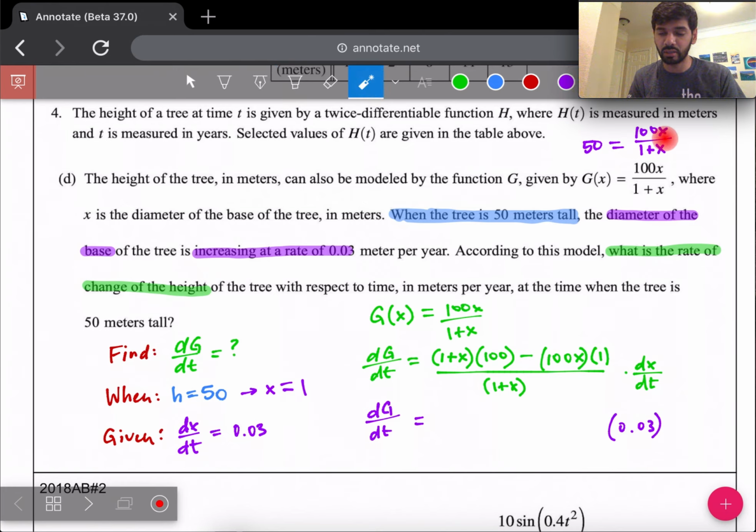Because if I plug in a 1 right here, 100 divided by 1 plus 1, which is 2, is equal to 50. So now I can plug in a 1 everywhere I see x here. This will end up being 200 minus 100 divided by 1 plus 1, which is 2. So right now you have a numerical expression as your answer, and you could leave it like that, because it's basically saying 200 minus 100 over 2 times 0.03.